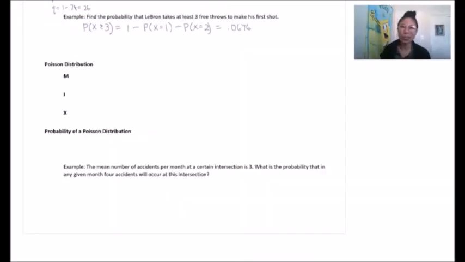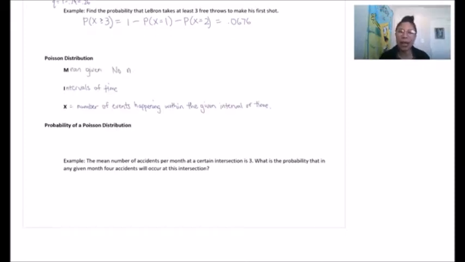All right, the last part of our notes, we are talking about a different distribution now called Poisson distribution. Poisson is where in the problem, instead of giving any type of number of trials, you're going to be given a mean instead. The other difference is that now we're talking about intervals of time. So it's like how many times did something happen within a certain interval of time. So our variable x is going to stand for the number of events happening within that given interval of time.